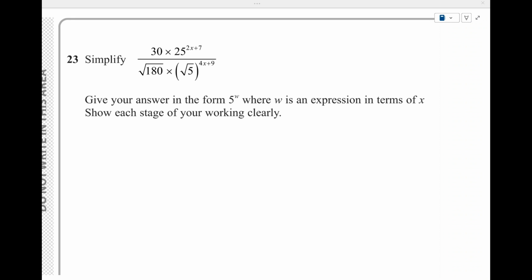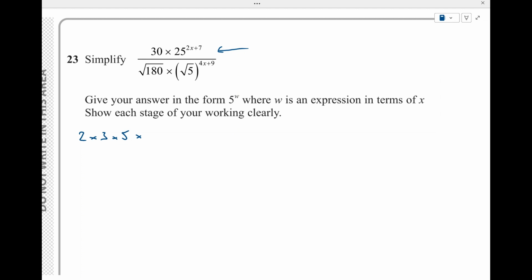But in the meantime, let's have a look at this question here. Now we've got on the numerator 30 times 25 to the power of 2x plus 7. So we're going to write these as prime factors here. So I'm going to write 30 as a product of primes. Now I happen to know that it's 6 times 5, so I can take it from there. But of course you can use the factor button on your calculator. But 30 is simply 2 times 3, 6 times 5.